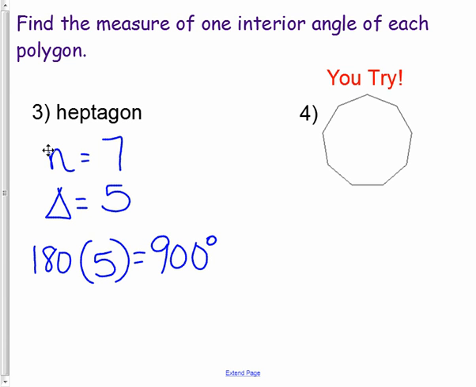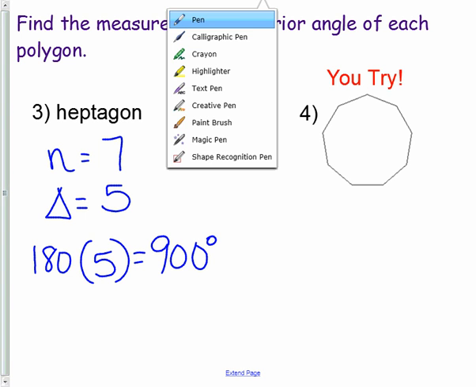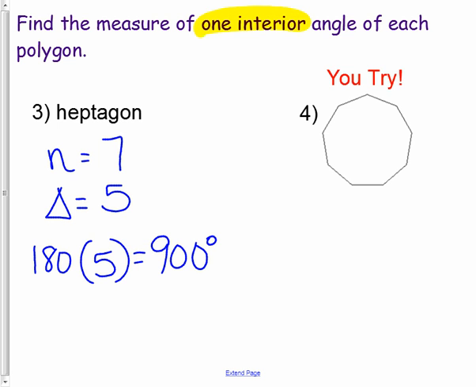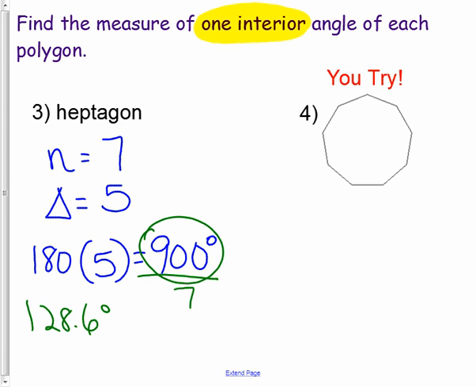Now that's the total, right? That's the total of all the angles in a heptagon. But I want to know only one interior angle. So if I want to know one of them, I would have to take this total and divide it by the number of sides. So the number of sides I have is 7, so that means each angle in that heptagon, in a regular one, would be 128.6 degrees. So go ahead and try that for the next one.